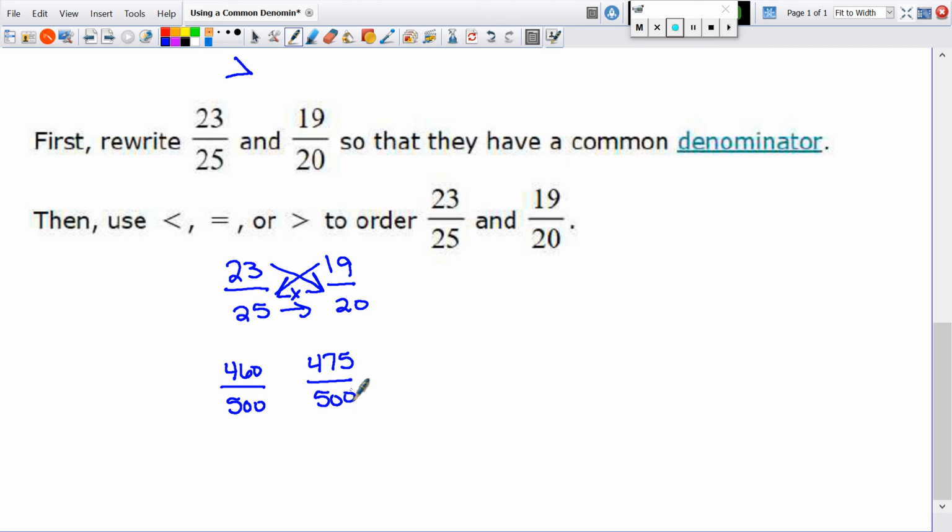Those are the two fractions. I'm going to compare the numerators. 460 is smaller than 475, so it would be a less than problem.